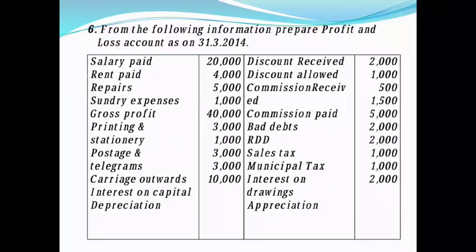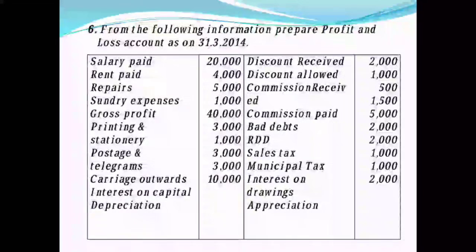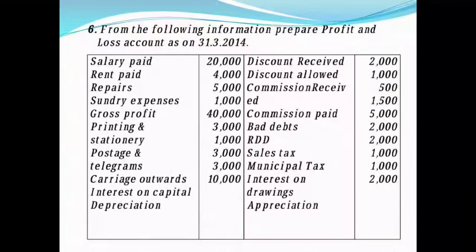The next you have 6th problem, that is from the following information prepare profit and loss account. Okay. So first you have salary paid, which you have to debit to profit and loss account. Profit and loss account debit side you are going to record to salary rupees 20,000. The next you have rent paid rupees 4,000. Again you have to record debit side now. Okay, because rent paid, to rent rupees 4,000.